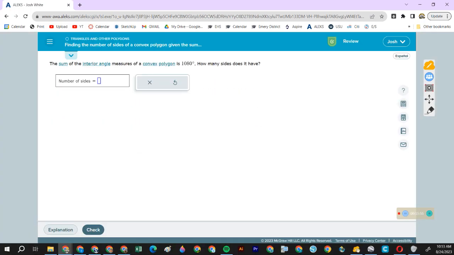Okay. If we know that there is a convex polygon, meaning it doesn't dent into itself, and the angle sum is 1080, how many sides does it have? Well, we need to figure out how many triangles it would have. So how do we find the number of triangles?